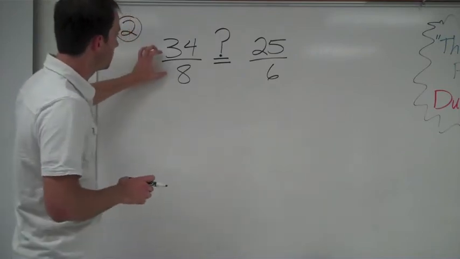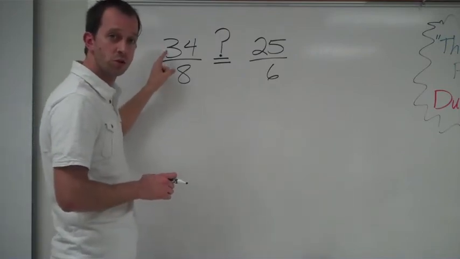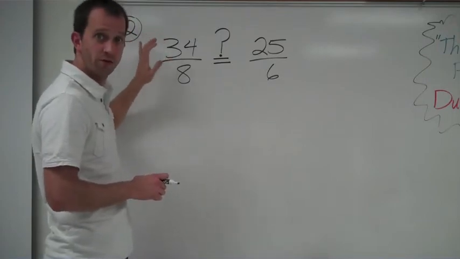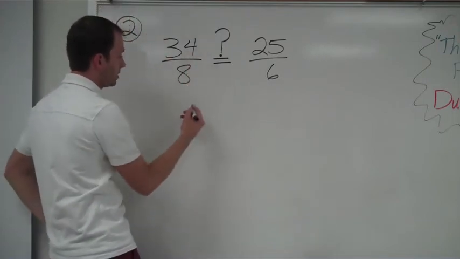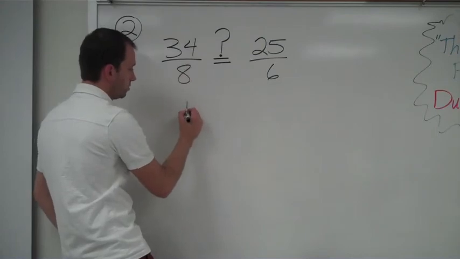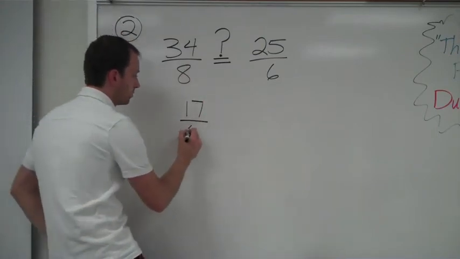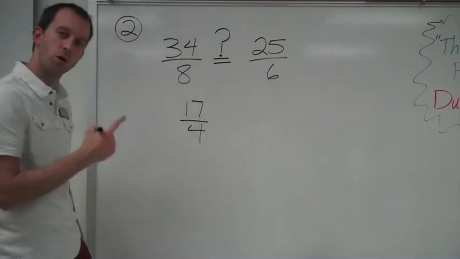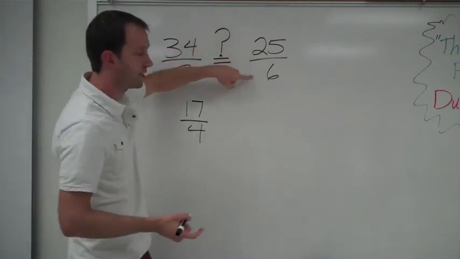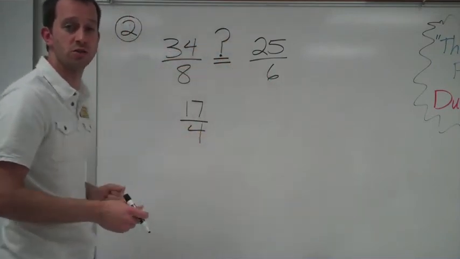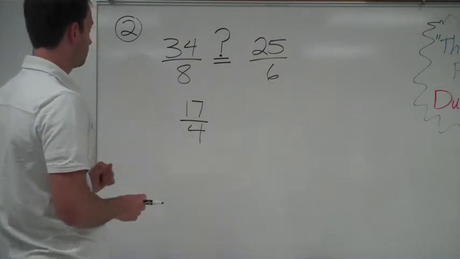This first one here can be simplified by 2. Both will go into 34 and 8. So divided by 2, 34 divided by 2 is 17, and 8 divided by 2 is 4. We want to see if 25/6 will also simplify to 17/4.